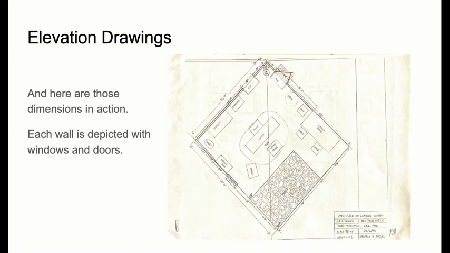We're also seeing on this top elevation some measurements and initial information. Each of these pieces of furniture that you see are drawn to scale, so they're in proportion to the whole set as well.